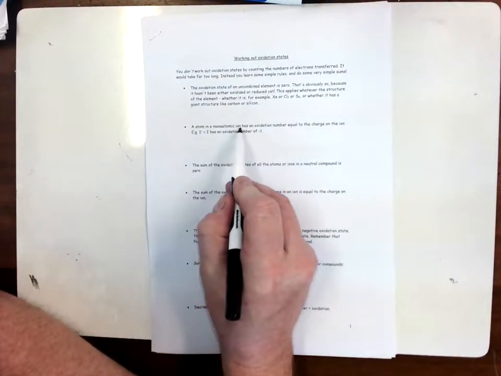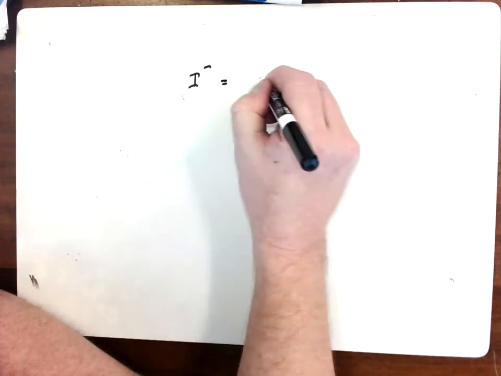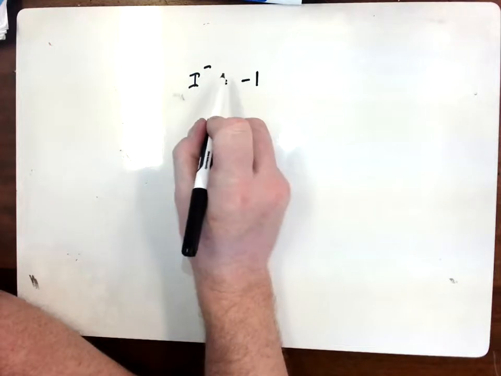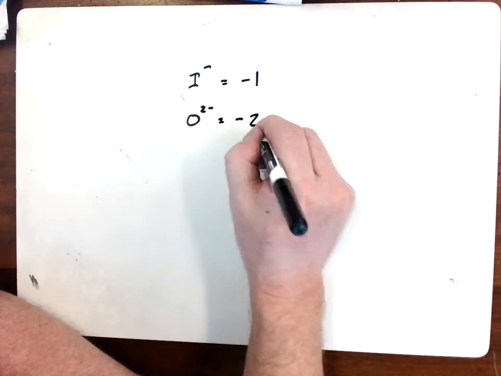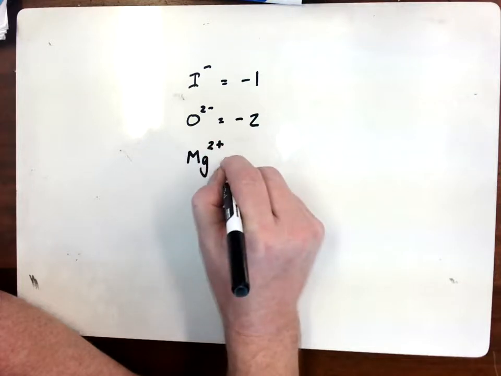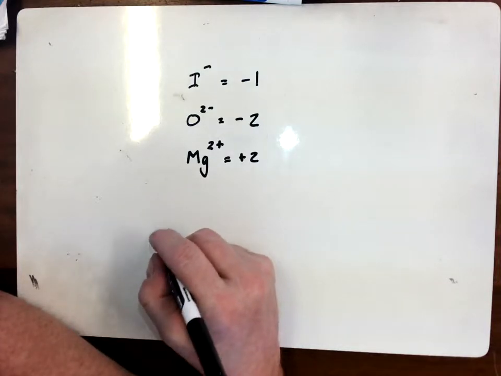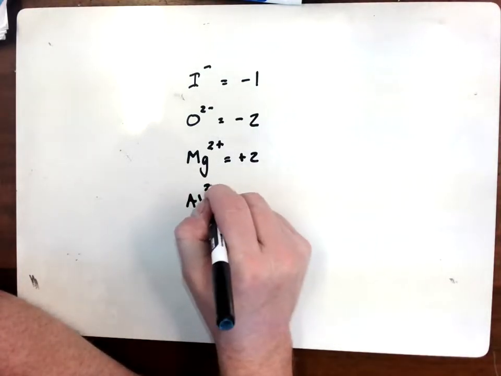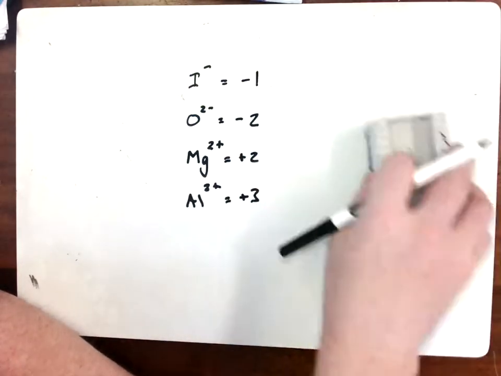Rule number 2 is that an atom in a monoatomic ion has an oxidation number equal to the charge. So when we talk about monoatomic ions, we're talking about, for example, iodine in an iodide ion, which has an oxidation number equal to the charge, so it's -1. Oxygen, of course, 2-, has an oxidation state of -2, and magnesium is a 2+ ion and has an oxidation state of +2. Aluminium 3+ has an oxidation state of +3. So those are very, very simple.